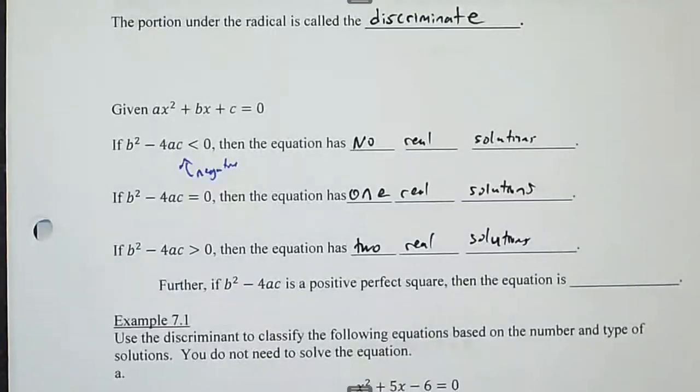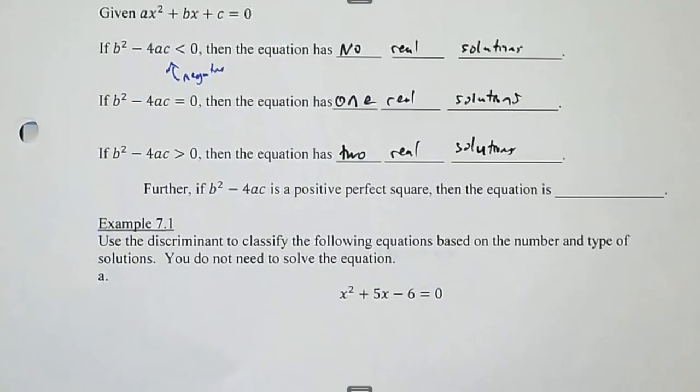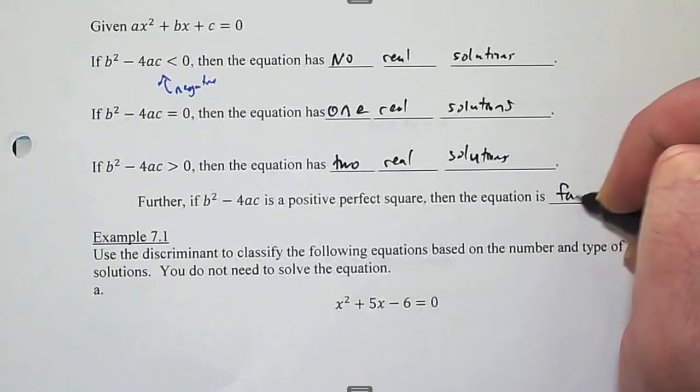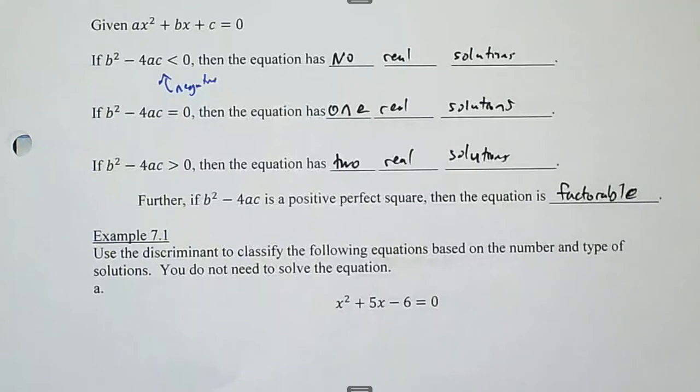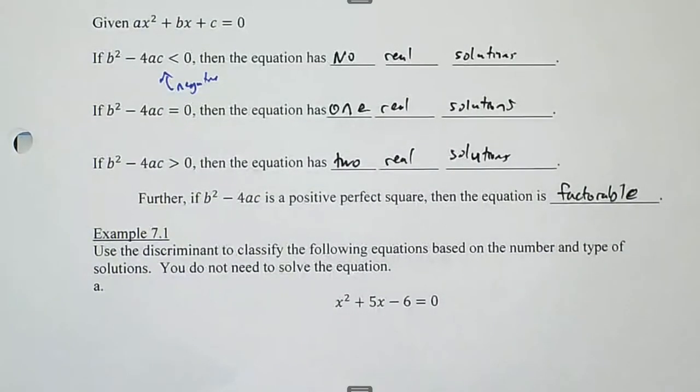There's one more thing we can say. If b squared minus 4ac is a positive perfect square, not 0, but 1, 4, 9, 16, 25, 36, 49, 64, 81, 100, something like that, right? Then the equation is factorable. Because only equations with rational solutions are factorable. And every factorable equation has rational solutions.